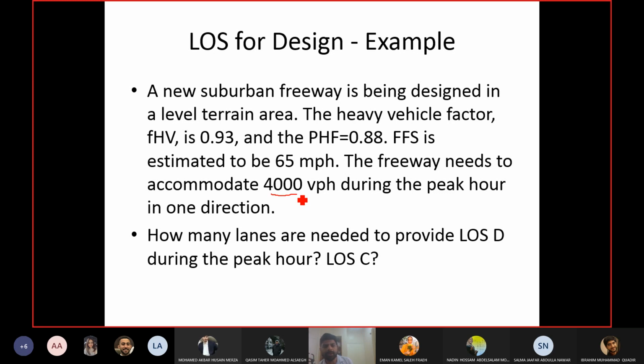But here in this book they are not going into the matter of finding out the maximum service flow rate for each level of service. They are saying we will try.